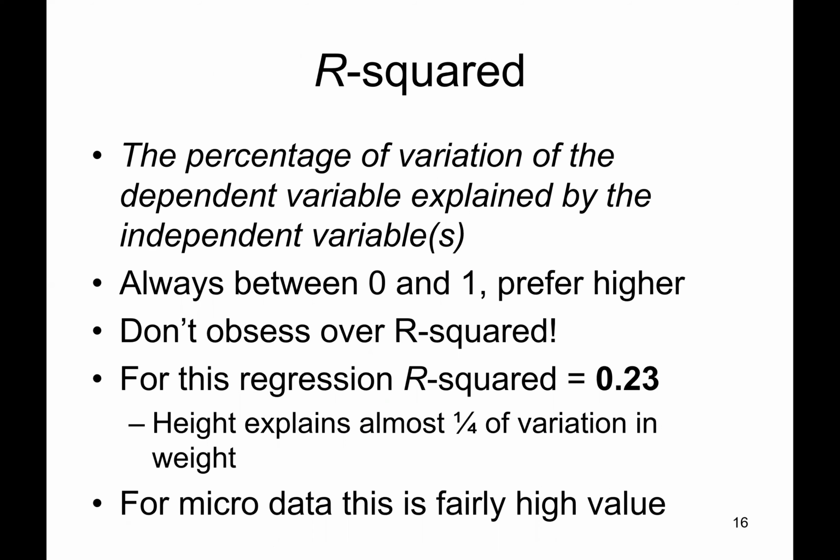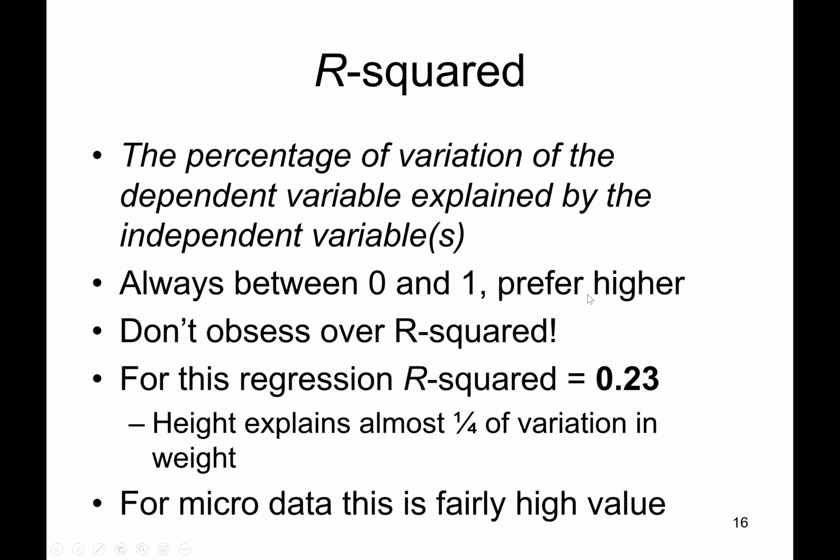Let's also talk about the R-squared. I mentioned this a little bit earlier. This is about the percentage of the variation in the dependent variable, so in our case, weight, explained by the independent variables, in our case, height. It's always between 0 and 1 because you can't explain less than 0% of something, and you can't explain more than 100% of something. The higher, the better for R-squared, because it indicates that your model has a lot of explanatory power.